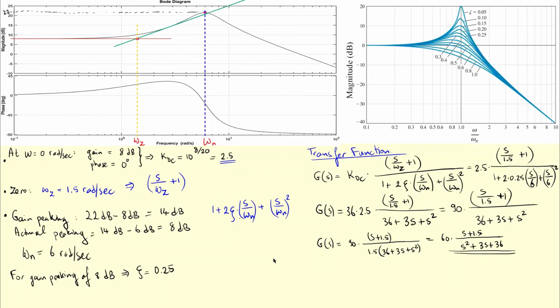Okay, that is for this example. I hope this clarifies the situation even more with this second example about the Bode plot with gain peaking.